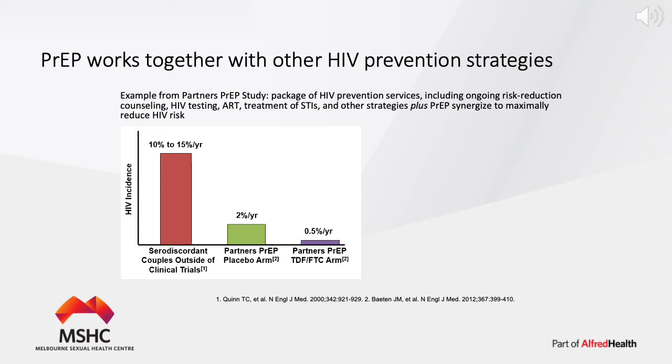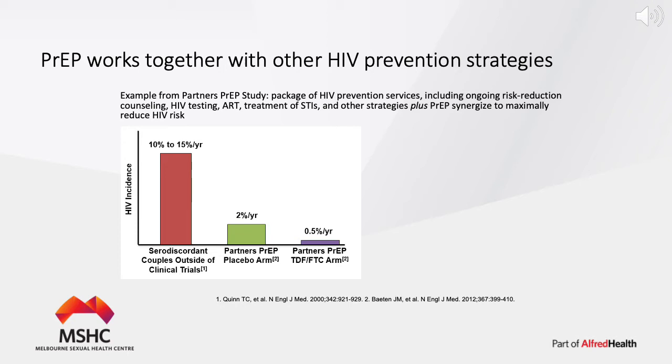But we know that PrEP actually works best when it's combined with other HIV prevention strategies to have a synergistic effect. Examples from the Partners PrEP study, where a number of HIV prevention services were included in a package, including risk reduction counseling, talking to them about the importance of condom use, testing for HIV regularly, U equals U, treatment of sexually transmitted infections as they happen through more frequent testing, and then including that with PrEP helped to maximally reduce the HIV risk.